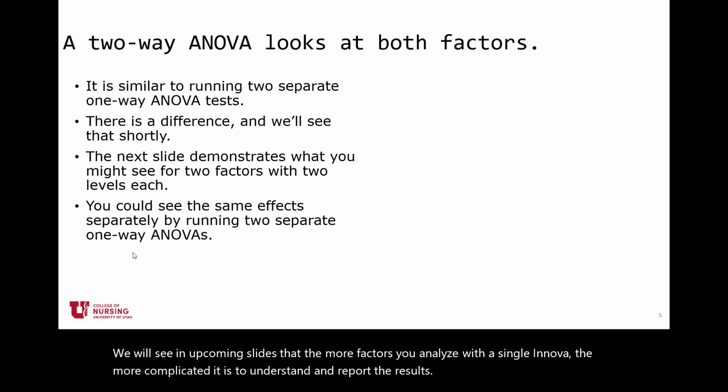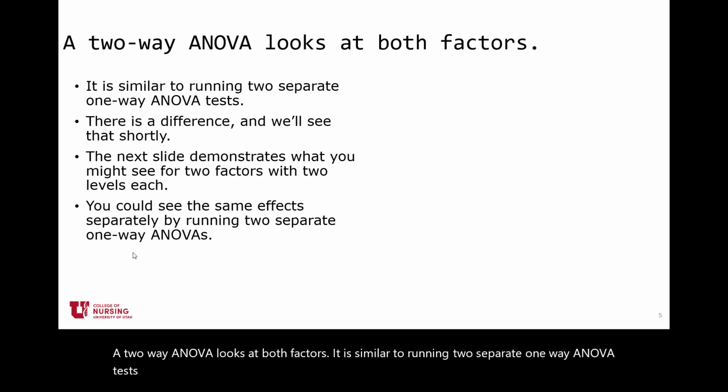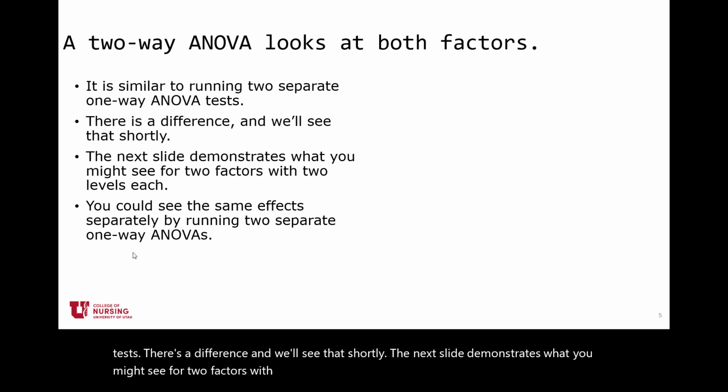A two-way ANOVA looks at both factors. It is similar to running two separate one-way ANOVA tests. There's a difference, and we'll see that shortly. The next slide demonstrates what you might see for two factors with two levels each. You could see the same effect separately by running two separate one-way ANOVA tests.